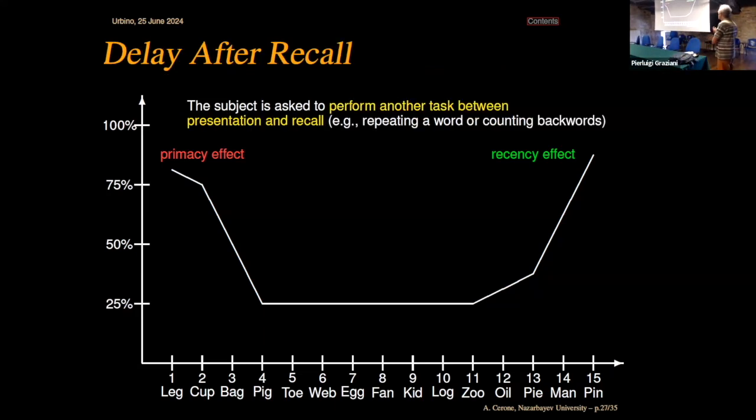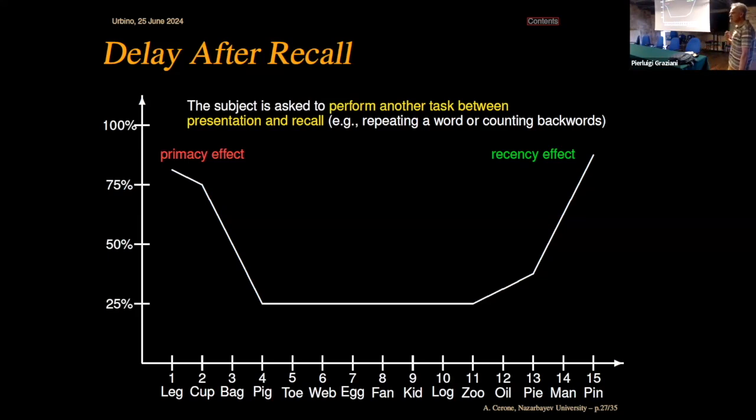Also, you can do another thing. You can ask the subject immediately after the presentation to actually count backwards, for example, from 10 to 0. So let 10 seconds pass. What would happen in this case before doing the recall? What do you think? Remember, why do you have this recency effect? Because these words are very recent.